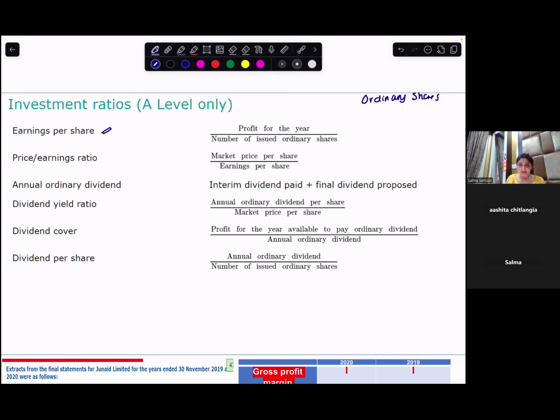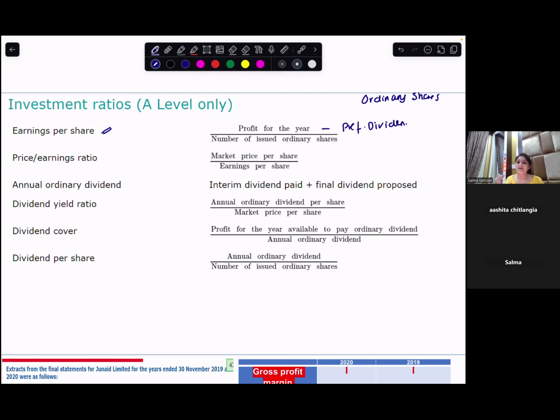So what are the ordinary shares earning? Profit for the year. Whatever is the profit for the year, from that you minus the preference dividend, divided by the number of shares, you will get how much each share is earning. Are you with me?